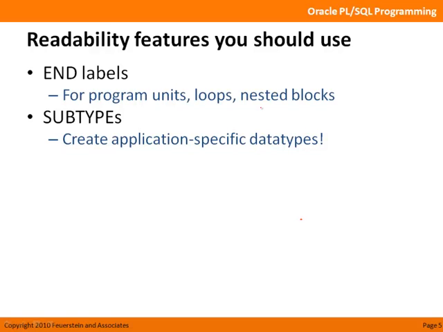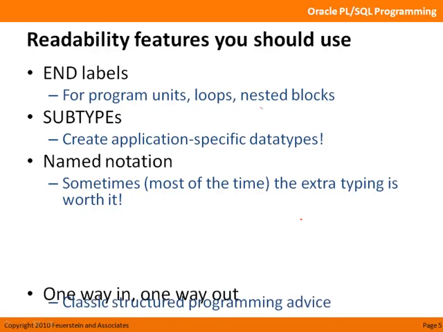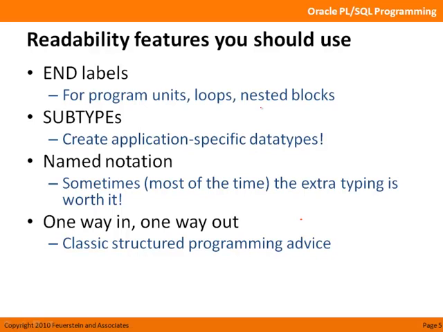Subtypes. We can create application-specific data types that greatly improve the readability of our code. Name notation. When we call a program, we can explicitly associate the formal parameter with the actual argument. And then we'll talk about some classic structured programming advice. One way in, one way out.